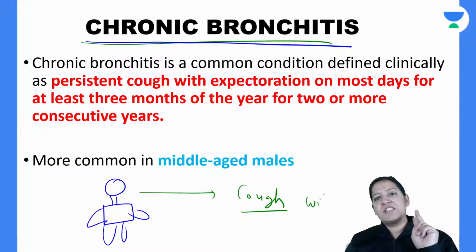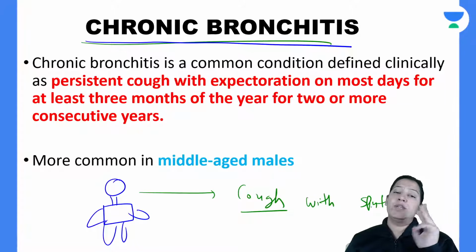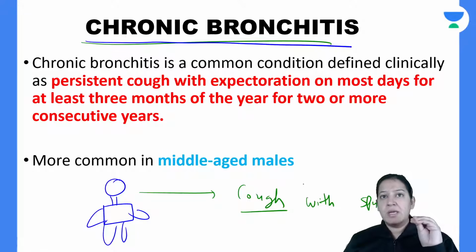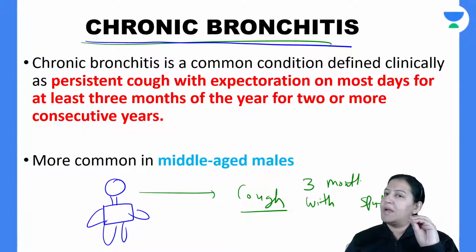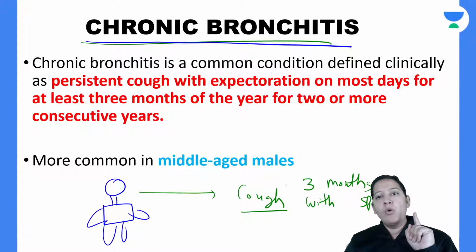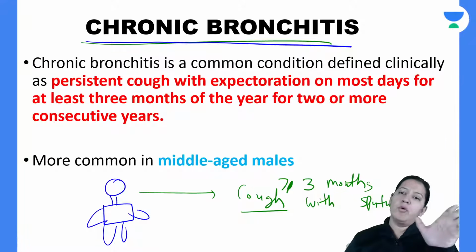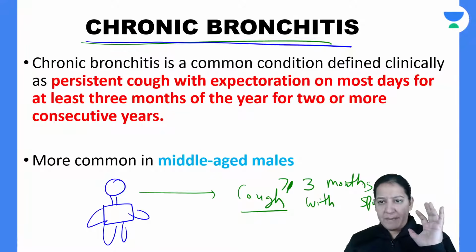So it is cough with sputum. So you will ask, from how many days are you having this cough? The person is having cough from the last 3 months and it is not responding to any antibiotics. At least more than the last 3 months, minimum 3 months or more. And you will ask, is it happening every year?